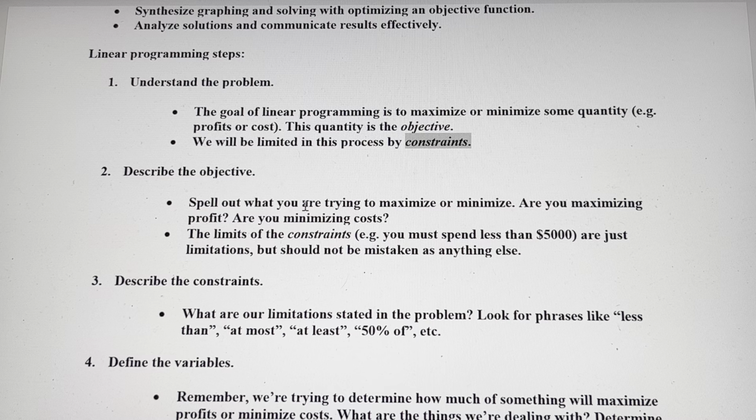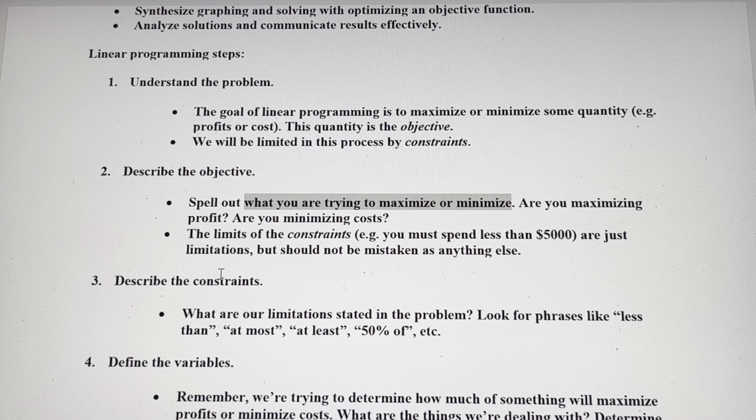Describe the objective. You need to think, and usually it's going to be in the question: what exactly are we trying to maximize or minimize? What's going to happen with our constraints? It's going to allow us to maximize something like profits.